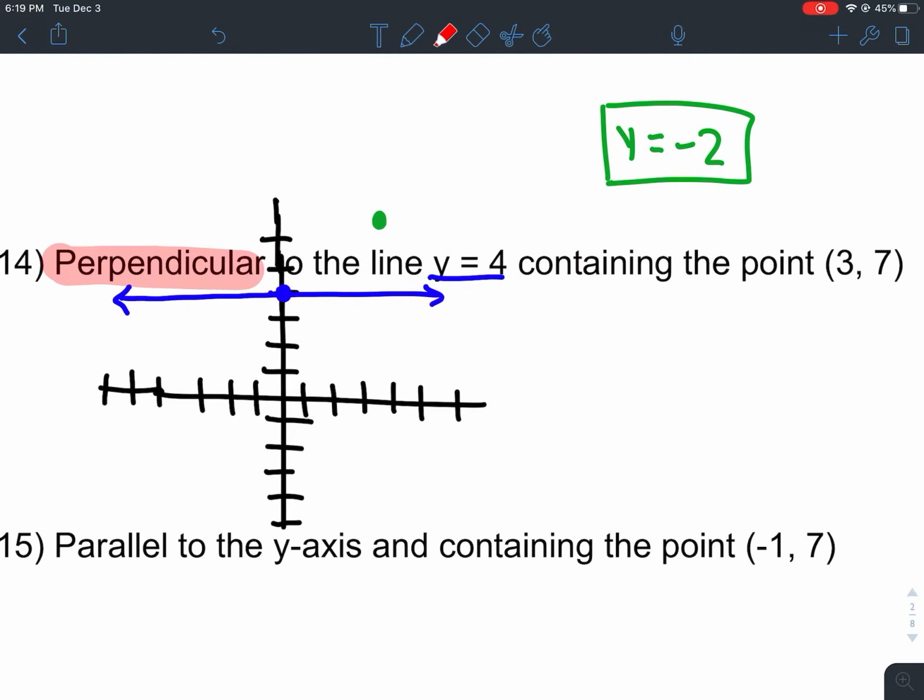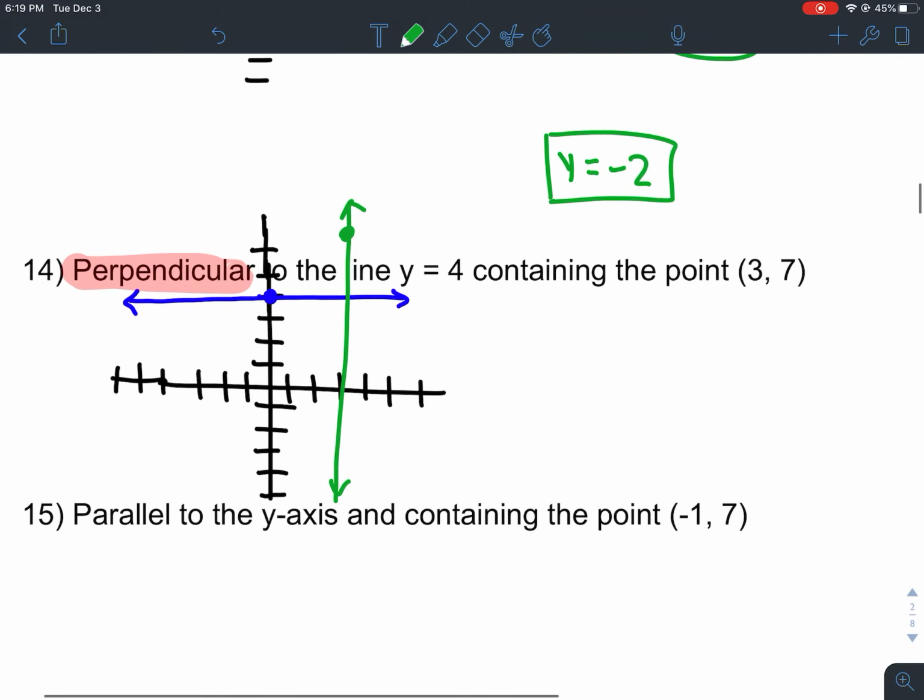I want to create a perpendicular line to it. So when I am creating a perpendicular line, do I want the line to go through the blue line or not? I do. Perpendicular lines cross at 90 degrees. But if I wanted a parallel line, then I would go this way, side to side, because I don't want it to cross. Whoops.